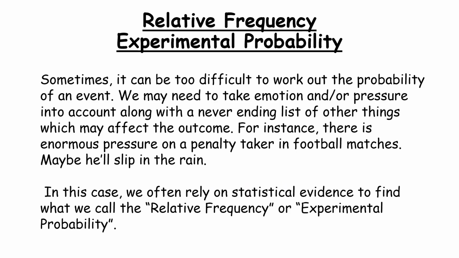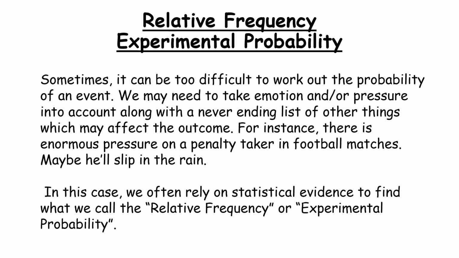The final topic we're going to look at in this video is relative frequency, which is also known as experimental probability. The idea here is that sometimes it's too simplistic to say that just because there are three outcomes, each outcome is equally likely. For example, if you were playing a match, you could win, lose, or draw. But those three options are not all going to have equal probabilities of happening. It's not a 1 in 3 chance. You would have to look at factors like how good is your team?